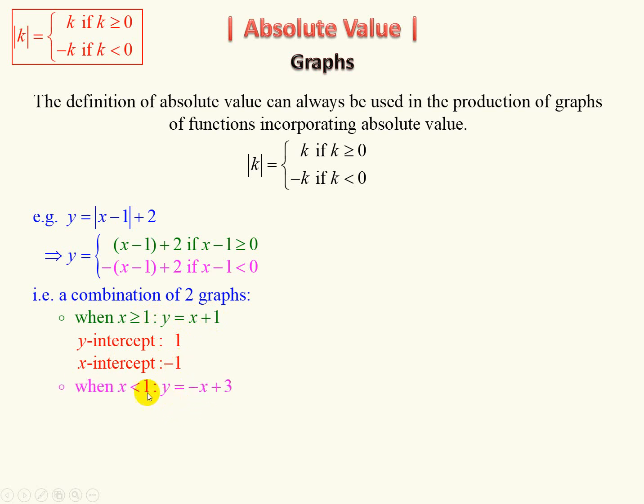The second graph, for x less than 1, coming from x minus 1 less than 0, we take minus x plus 1 plus 2, which is minus x plus 3. 0 for x gives y equal to 3. 0 for y solves to x equals 3.